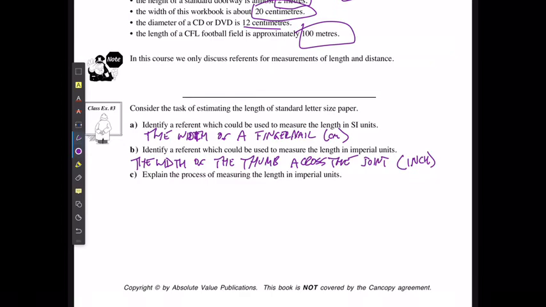If I'm asked to explain the process of measuring the length in imperial units, literally, just take your thumb and go one beside the other, beside the other, beside the other, beside the other to make your way across the paper.